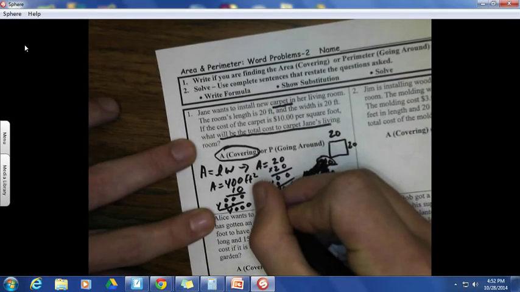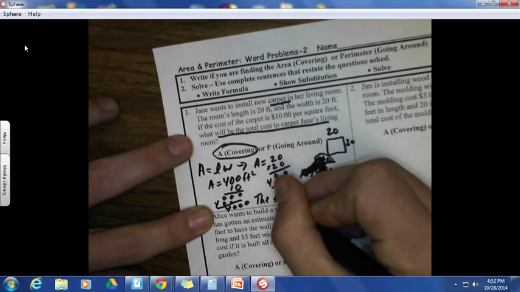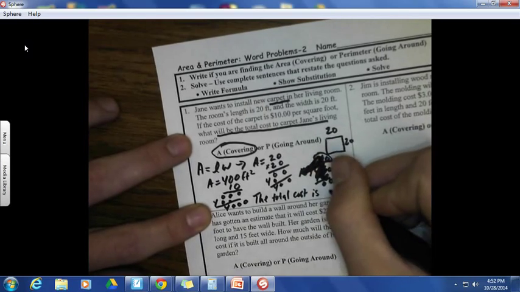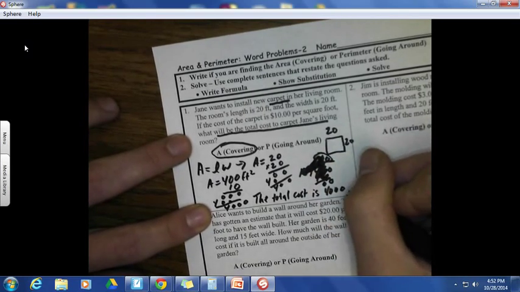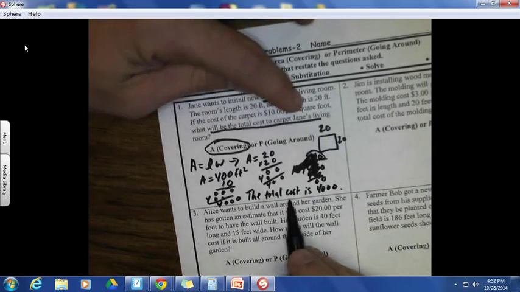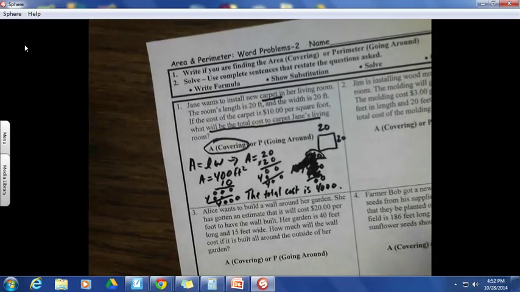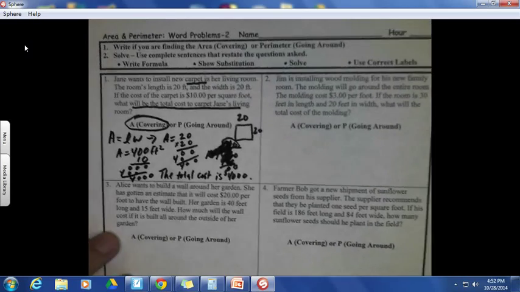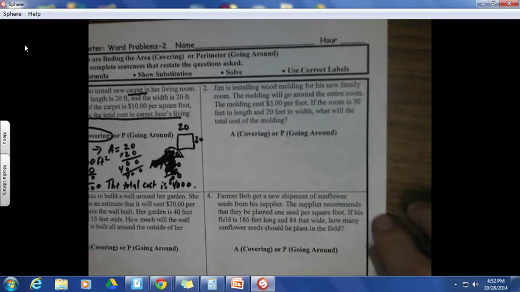So we're going to write our sentence here. The total cost is $4,000. If I had more room, I would say the total cost to carpet Jane's living room is $4,000. Sorry for the mistake there, but we learned from it, so that's good.